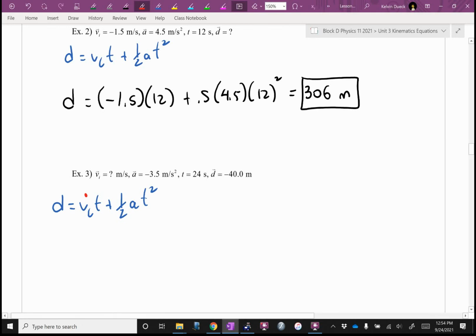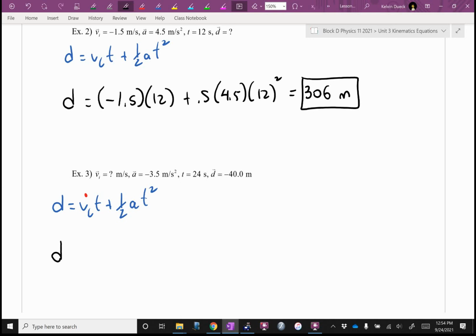What am I trying to get by itself? What side is the VI on? What's going to drop down like a domino? The left side, the D. What's right next to the VI? How will I move that T over? Remember that, remember that, remember that. What else is on the same side as the VI? A 0.5 AT squared. That's all one thing because it's all clumped together.